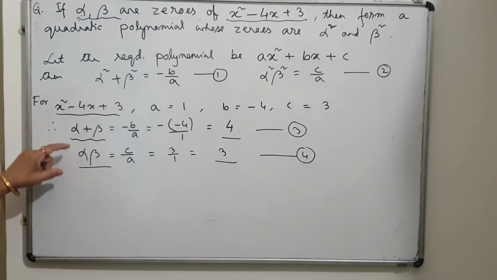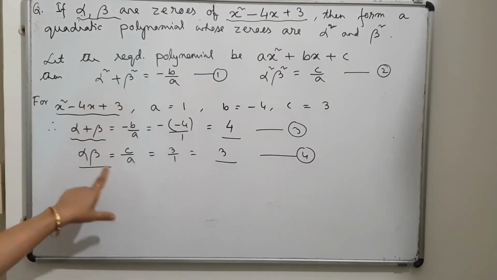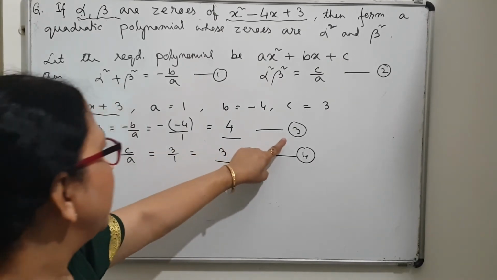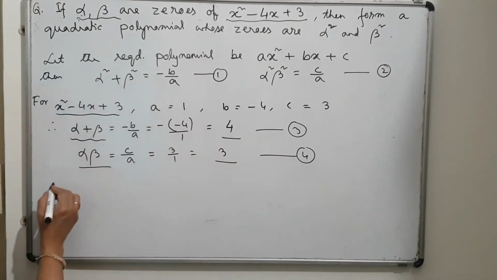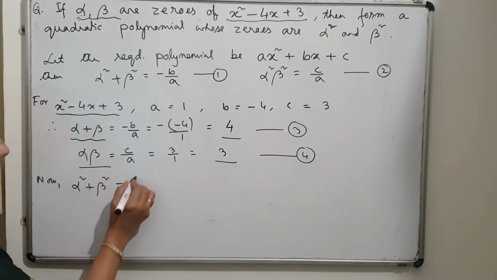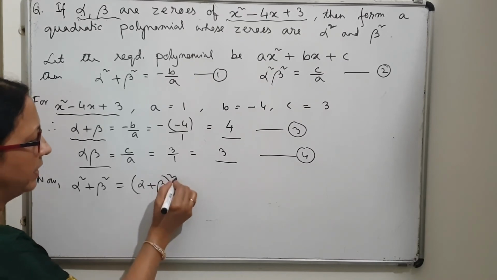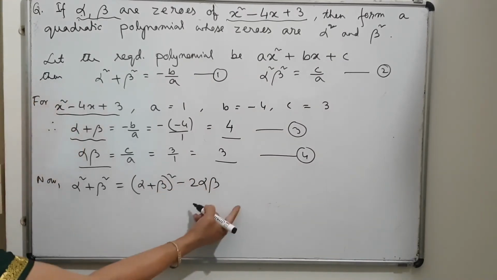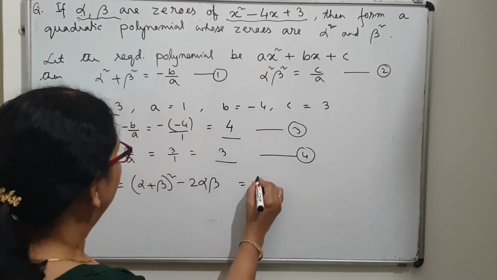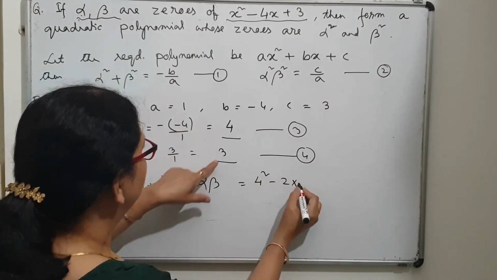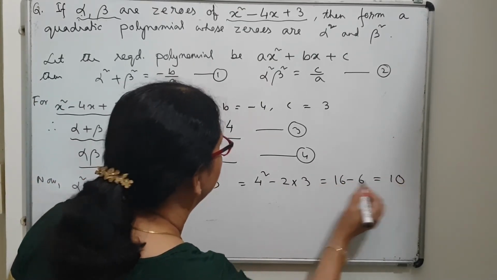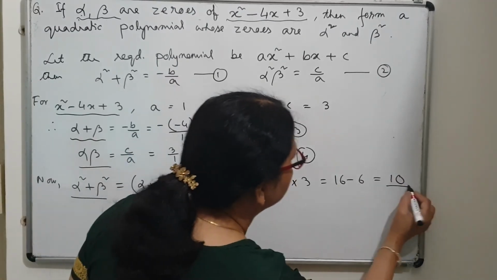So you see, now to find the value of alpha square plus beta square, we can use these two equations 3 and 4. So alpha square plus beta square, by the algebraic identity, is (alpha plus beta) whole square minus 2 alpha beta. Put the values from equations 3 and 4. Alpha plus beta is 4 square minus 2 into 3. 16 minus 6, that is 10. So this is equal to 10.